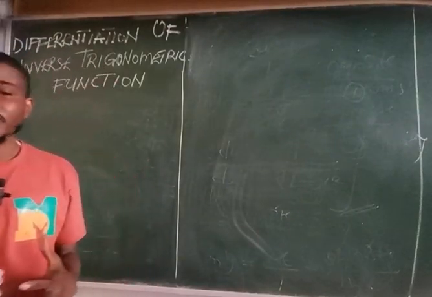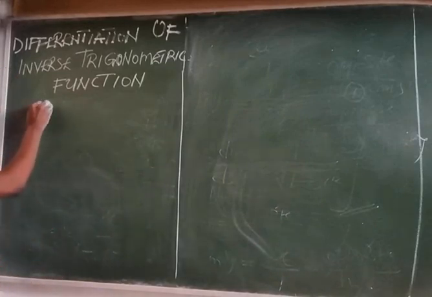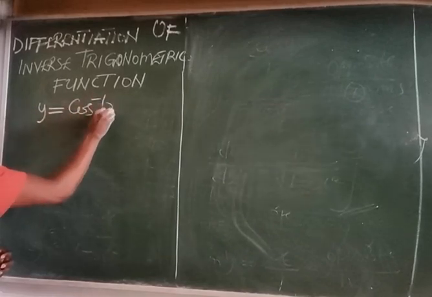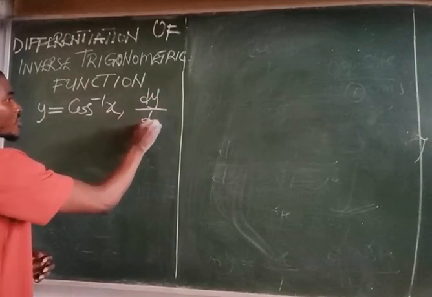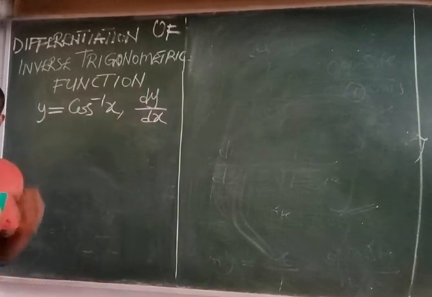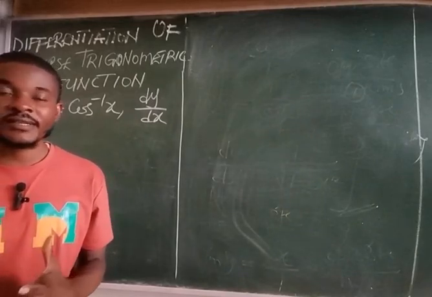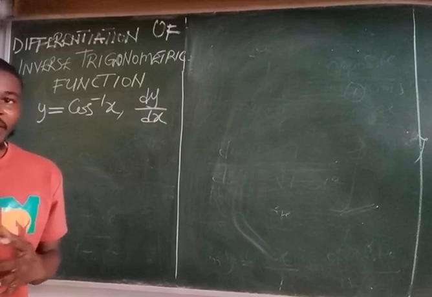Now, still on differentiation of inverse trig functions, let's say we have y equal to cos inverse of x, and we are asked to find dy/dx. In the previous video, we did this for sine inverse of x. Now we're doing it for cos inverse of x. So it's still the same approach.